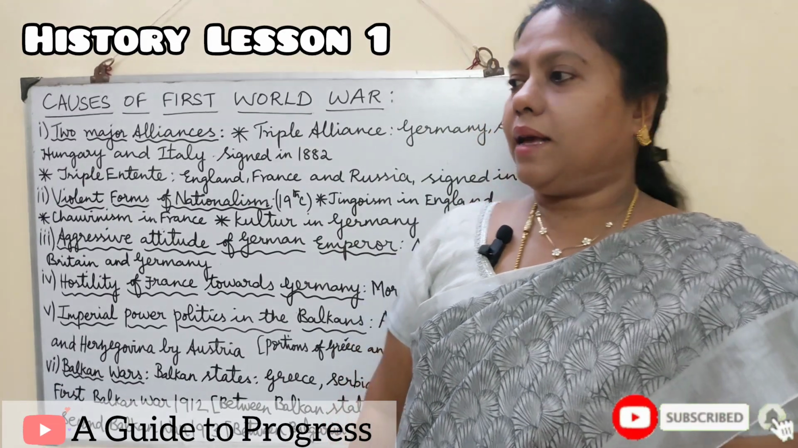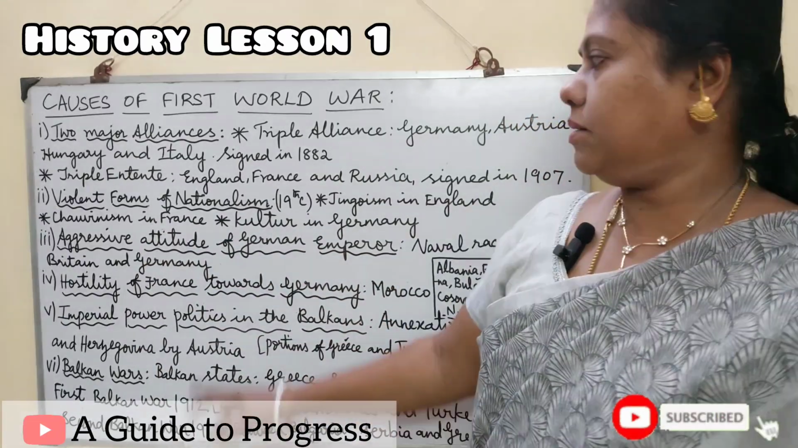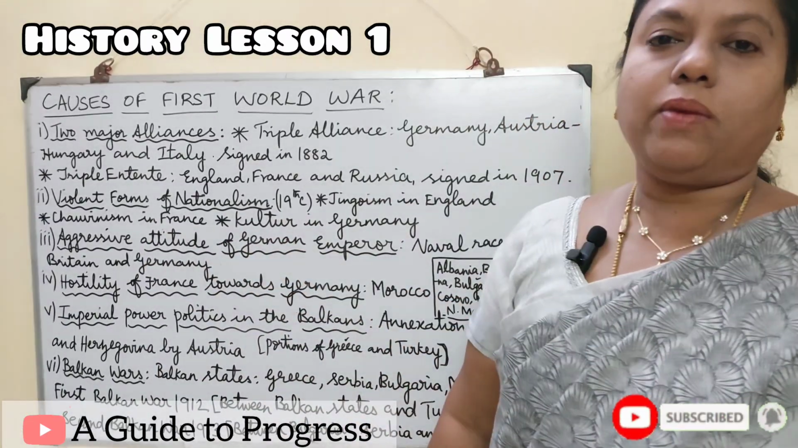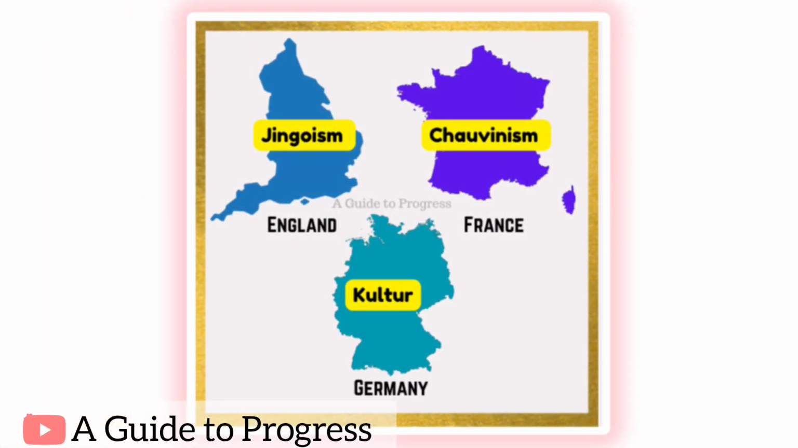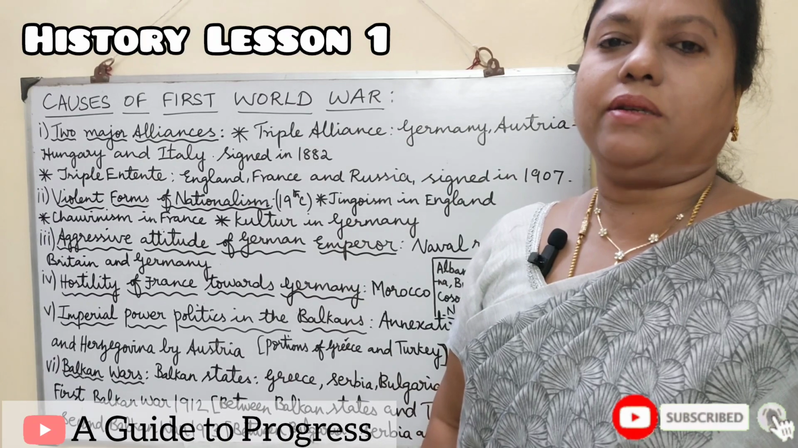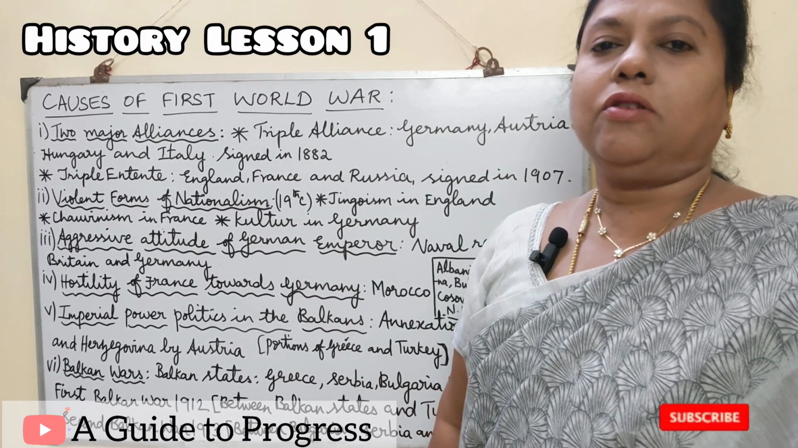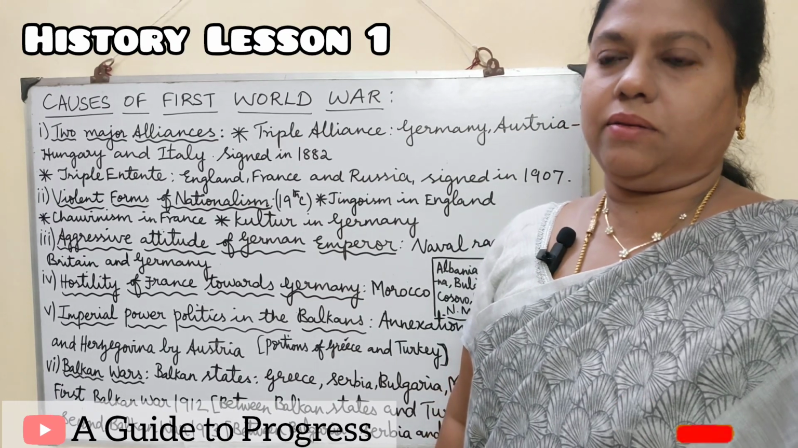As a result, there were some forms of violent nationalism that were formed in the 19th century. That is jingoism in England, chauvinism in France, and culture in Germany. These are the violent forms of nationalism. That is, they supported their country to the extreme level. They wanted their countries to be the first.